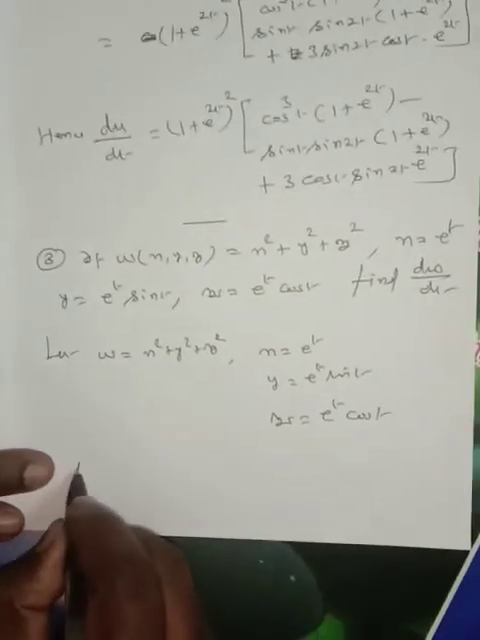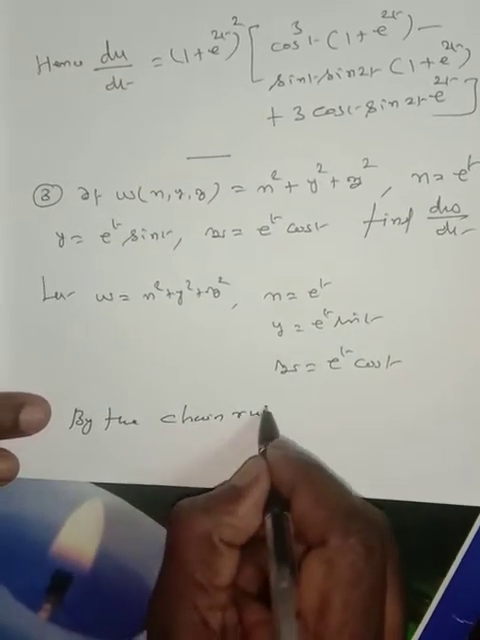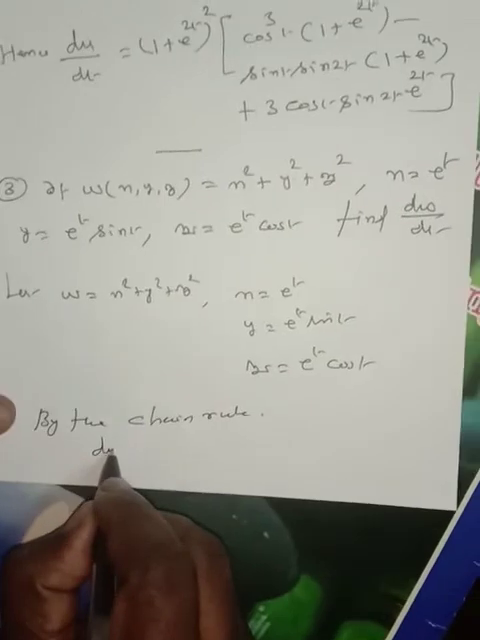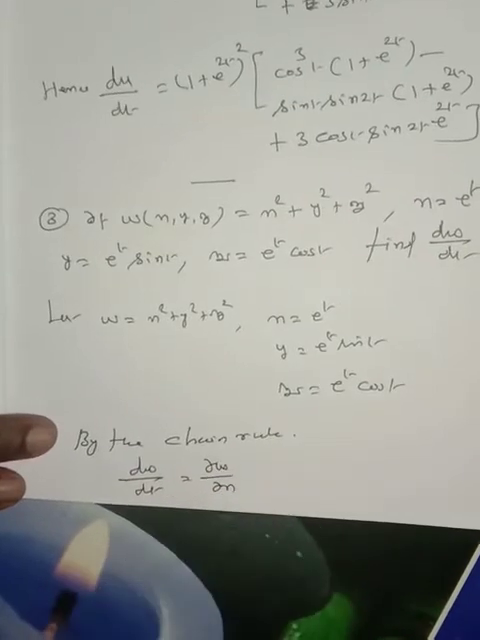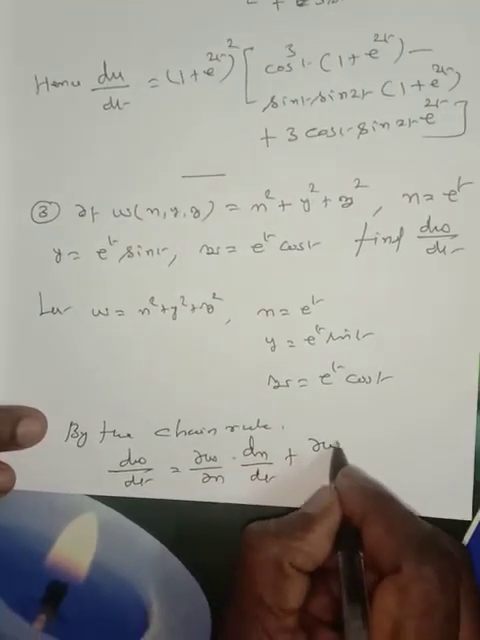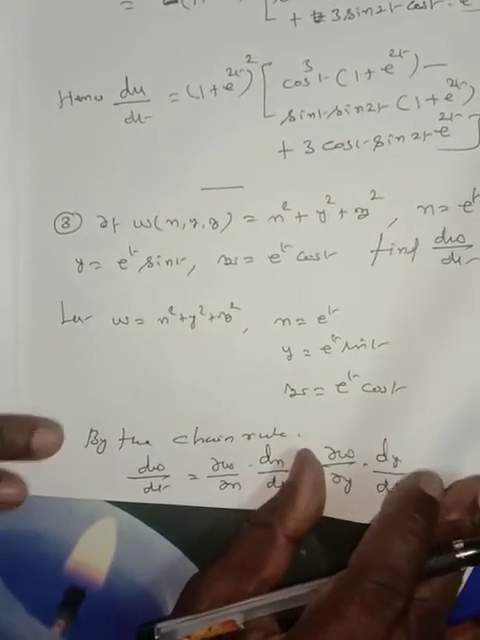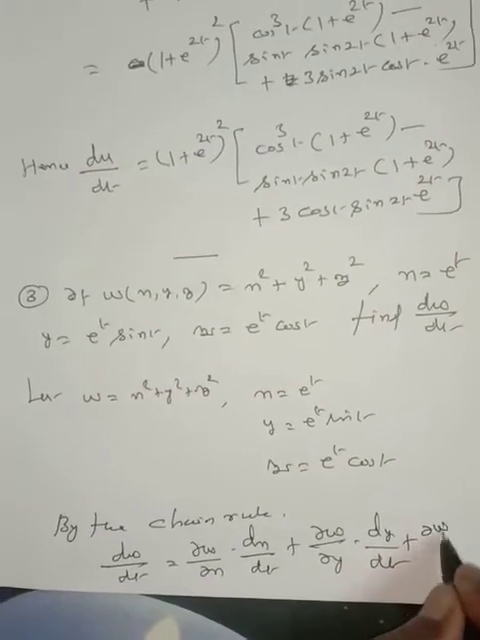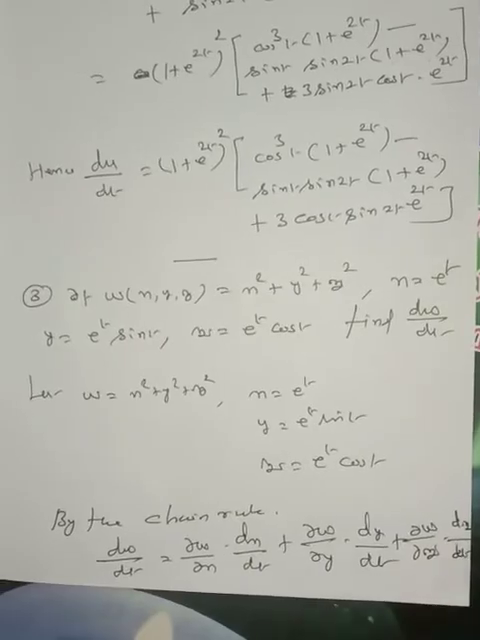By the chain rule, dw by dt is equal to dou w by dou x into dx by dt plus dou w by dou y into dy by dt plus dou w by dou z into dz by dt. W is equal to x square plus y square plus z square.